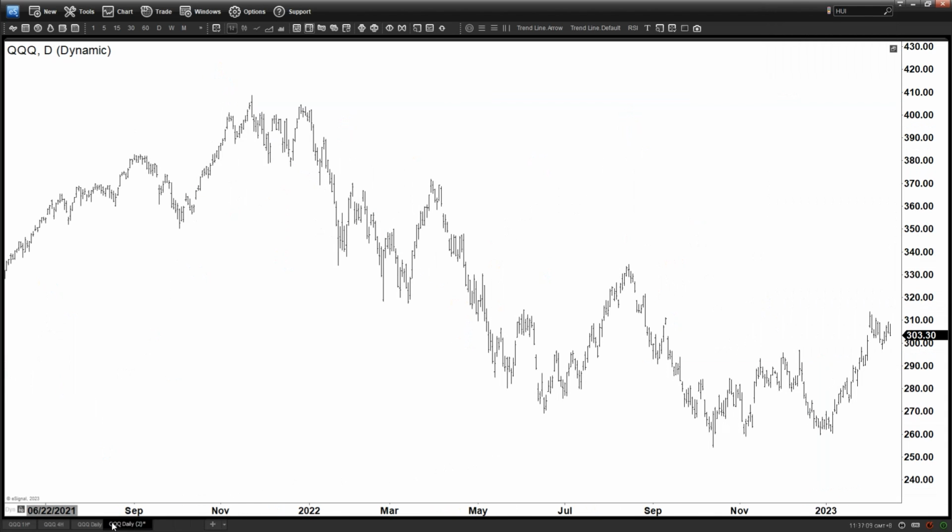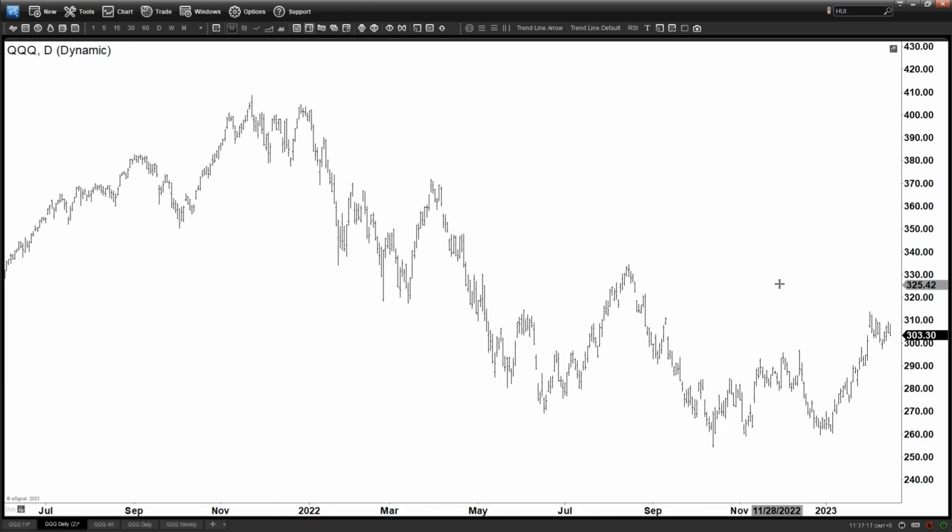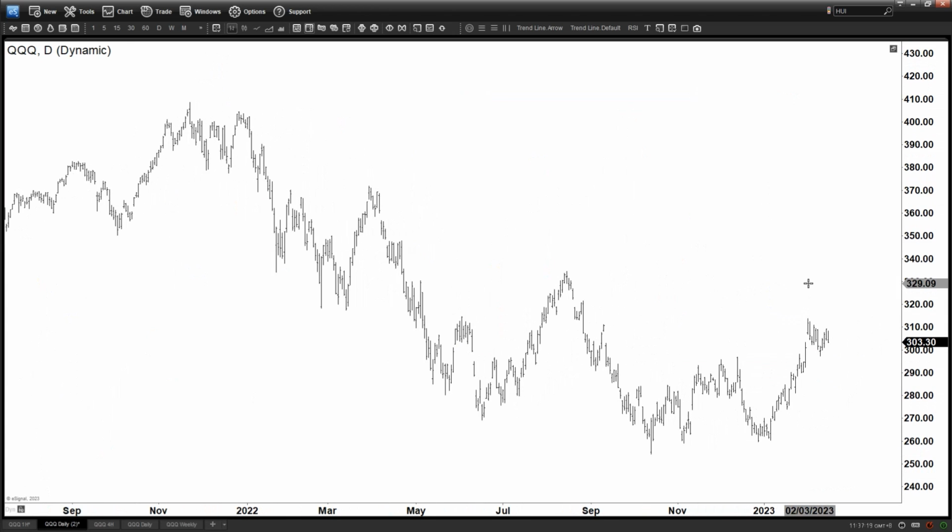Okay, now zooming out, if I look at the daily time frame, let's copy some of this count here. This wave 1 at 313 would be here, and now we're looking for wave 2 here like this, right? And then from here we can see more upside again. Now a couple of observations.